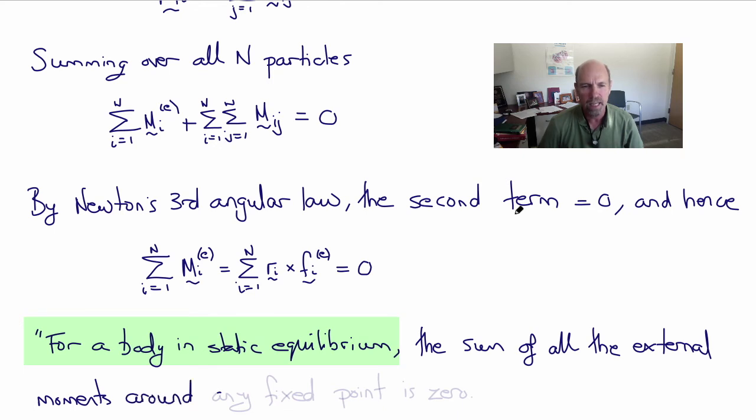So as you can see, the three laws of motion for angular motions completely parallel Newton's laws for linear motions, and they allow us to draw similar conclusions for bodies in equilibrium, namely that the sum of all the external moments is zero, just as for linear motion, the sum of all the external forces is zero. And furthermore, since those moments can be generated by forces, we can also write that the sum of the position vectors r times the external forces must be zero.